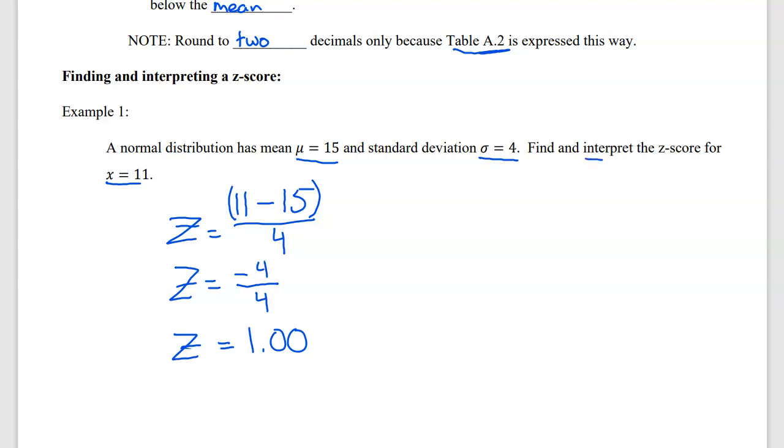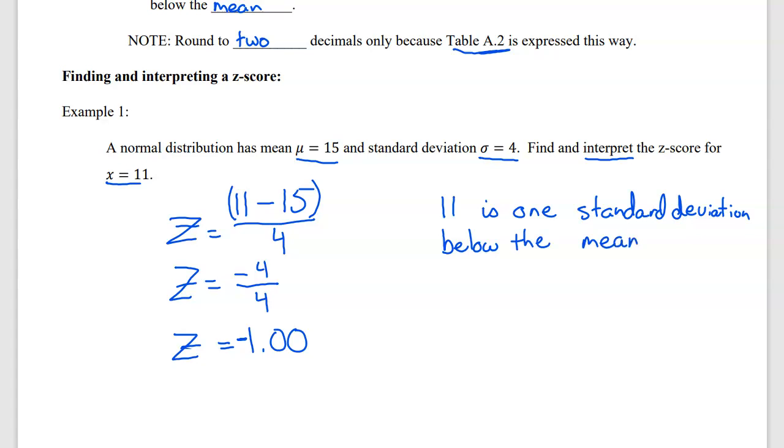Now, whenever it says interpret the z-score, that just says that 11 is one standard deviation... I'm sorry, whoa, I totally forgot. This should be a negative because I've got negative divided by positive. That's a negative. So 11 is one standard deviation below, because it is negative, the mean. Make sure you get your signs correct.